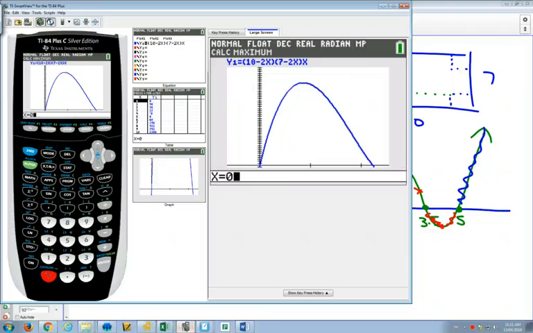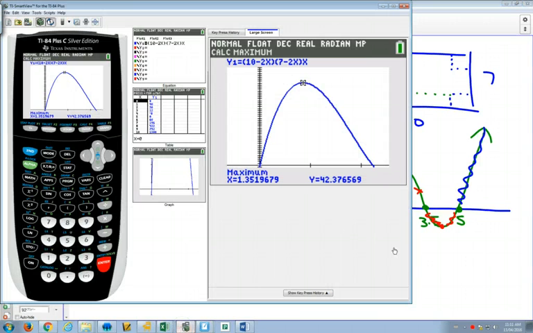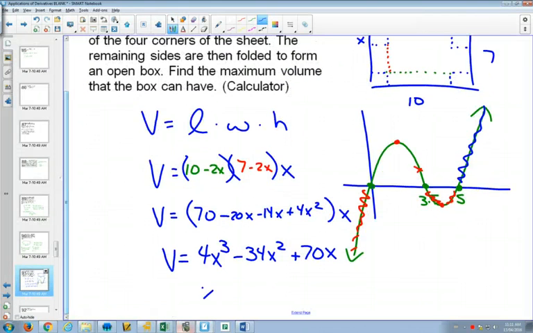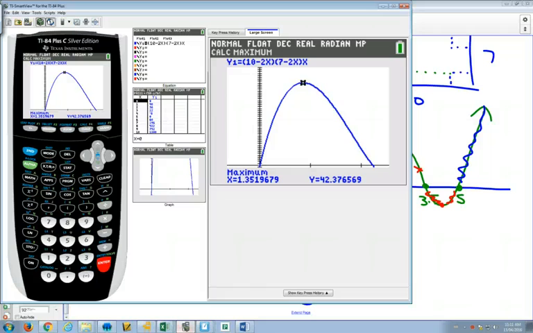So I'm going to just pick 0 as my left and 4 as my right. That should give lots of opportunity to find that maximum. And there it is. Try that again. No, it's not liking me right now. At 1.35, the maximum is 42.37. Try this one. No. All right. 42.38, 1.35.